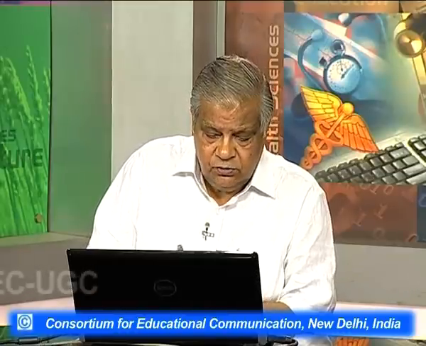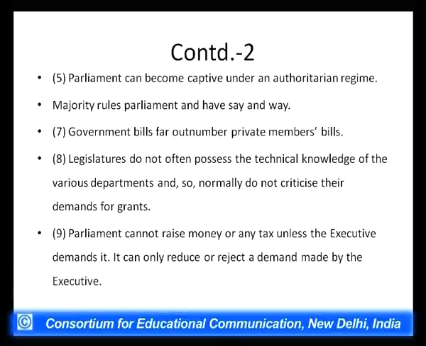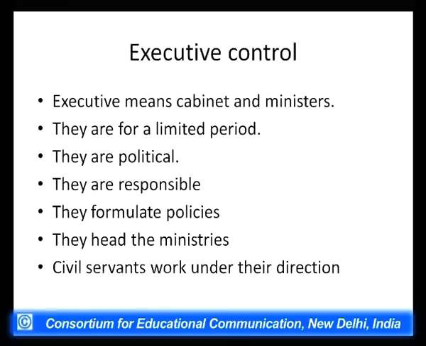Again, last limitation is Parliament cannot raise money or cannot suggest taxes. Only executive will demand, and the demand can be either reduced or increased. But Parliament cannot say that there should be money for this kind of thing, because government has to take care of the finances, and if government puts a demand, then Parliament can either reduce it or can increase it.